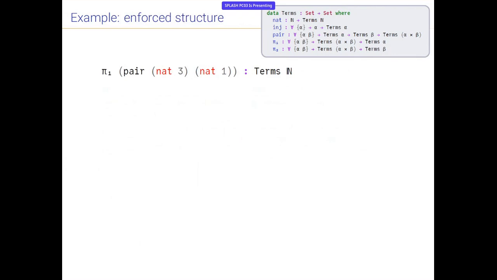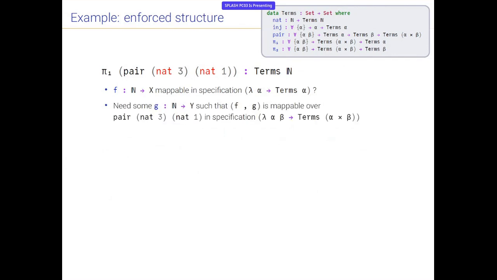The situation changes if we change int by nat. So you see here now it's nat. That's what I was explaining before. Nat of something else than a natural number doesn't make any sense. Can we see that emerge naturally in the algorithm? So yes. We just do the same as before. We say, what does it entail for f to be mappable over this term in the specification lambda alpha goes to term alpha.